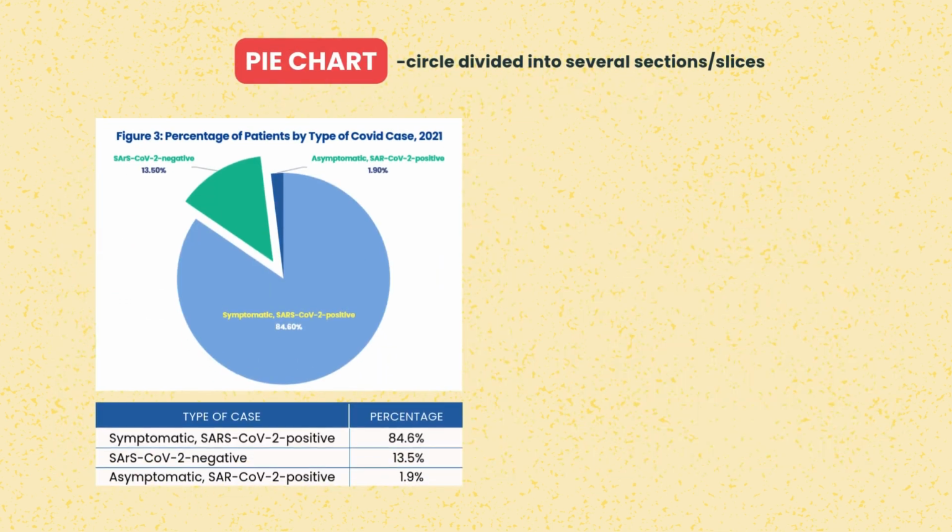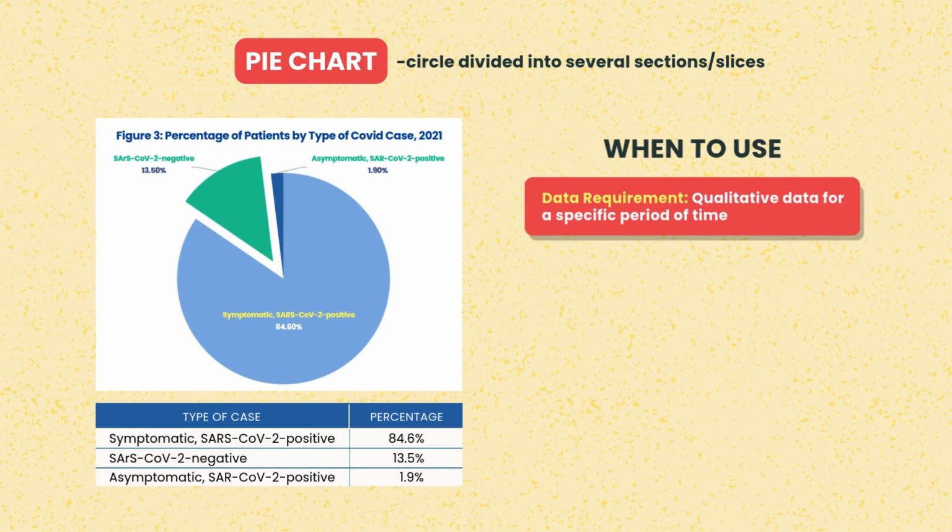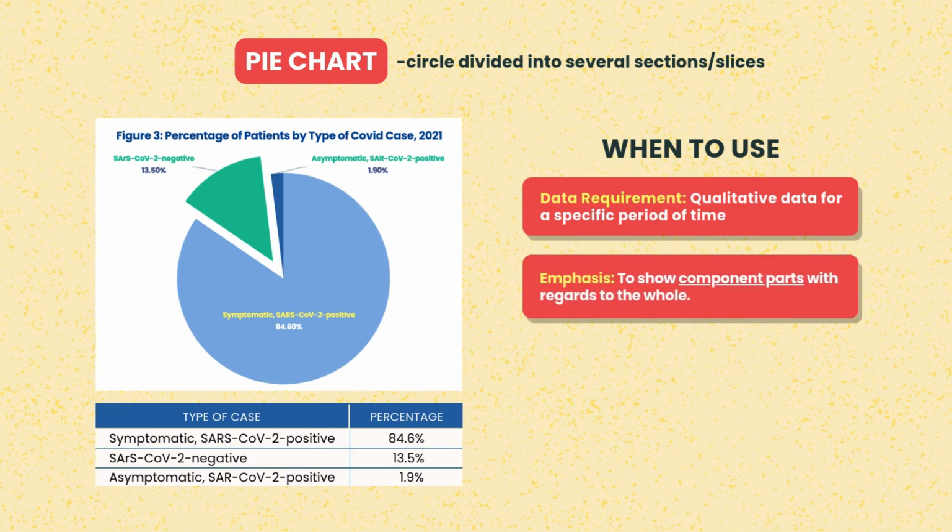The third kind of chart is the pie chart. Pie chart is a circle divided into several sections, or slices. This type of chart requires qualitative data, and it should be for a specific period of time. Its emphasis is to show the component parts with respect to the total in terms of the percentage distribution. And speaking of total, it should always be 100%.